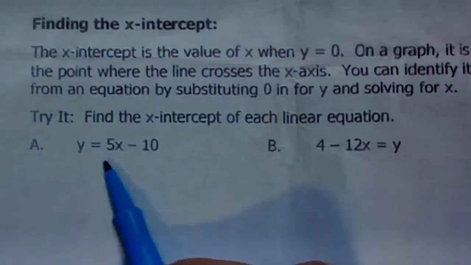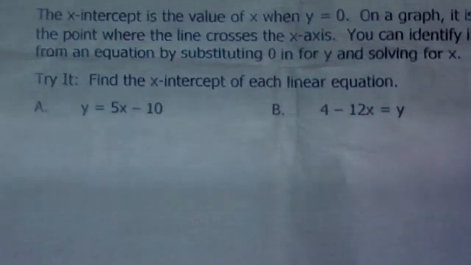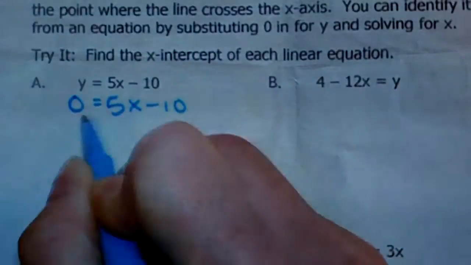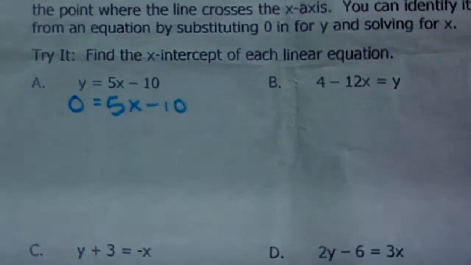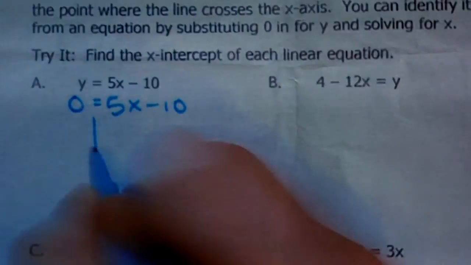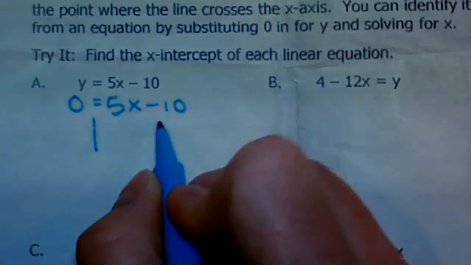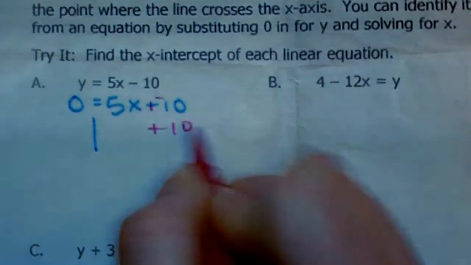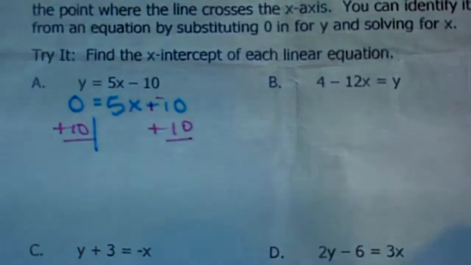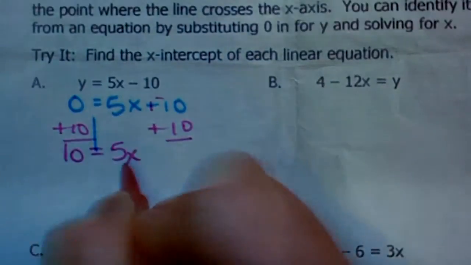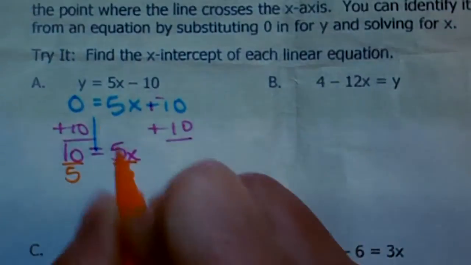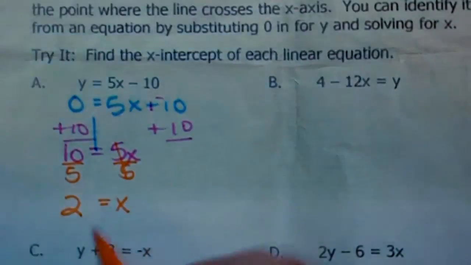So take a look. I have y equals 5x minus 10. I want to know the x-intercept, so I'm going to plug 0 in for y and find out when y is 0 what x is. So let's solve this. I want the x by itself, so I need to get rid of this 10 right here, and it's minus 10 or negative 10. So I would start by adding 10 to each side. So 10 would be equal to 5x. Now I want x all by its lonesome, which means I need to divide each side by 5. And we get x equals 2.